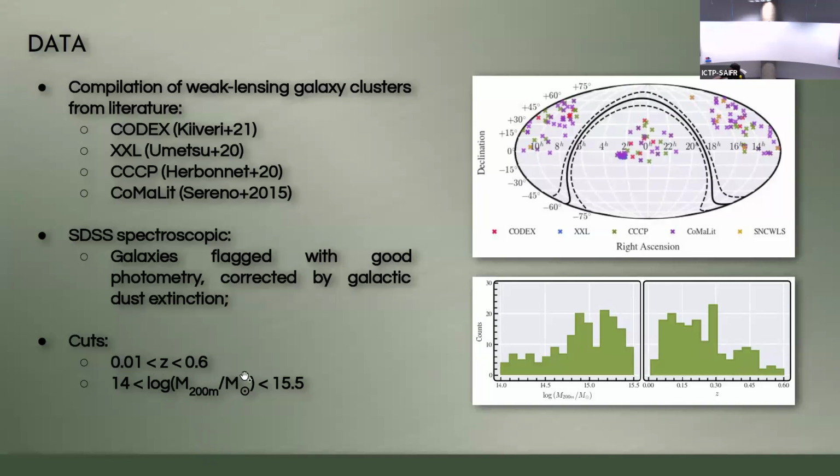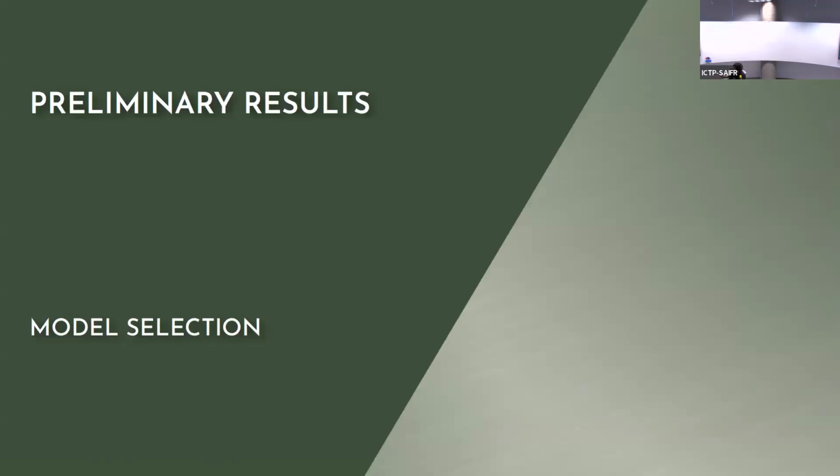I just shared the distribution of mass and redshift. Now, how many clusters do you have in the selection? In the beginning, it was like, I think, 500, but I did the cuts and I only take clusters that I have coverage in SDSS. So I ended up with 200.